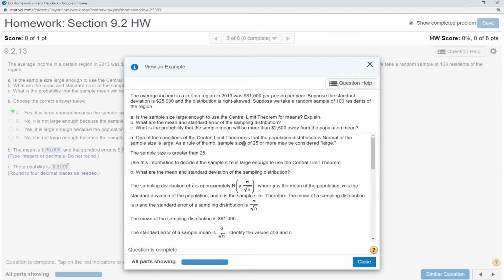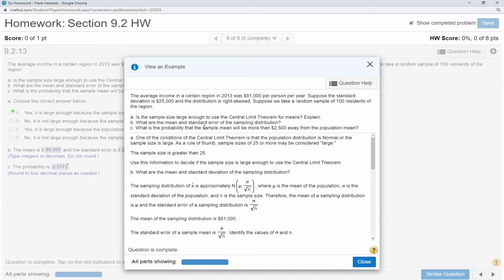One of the conditions is that the population is normal or the sample size is large. As a rule of thumb, 25 is considered large, so the sample size is large. So from there, it's large enough to use the central limit theorem.